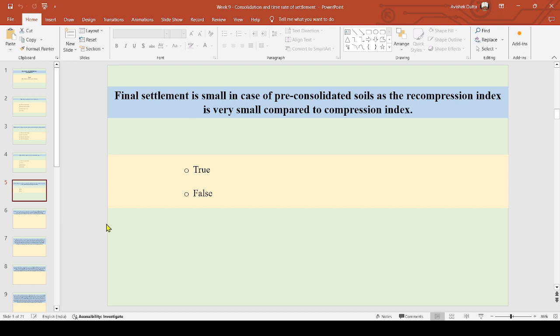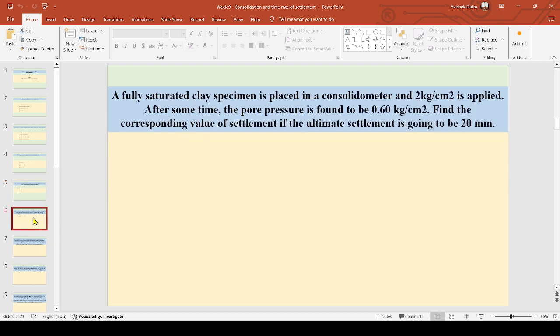Okay. Next question. From now the numericals are starting. Please write down the data very carefully. A fully saturated clay specimen is placed in a consolidometer and 2 kg per centimeter square is applied. There is a load or pressure applied. After some time, the pore pressure is found to be 0.60 kg per centimeter square. Find the corresponding value of settlement if the ultimate settlement is going to be 20 millimeter.